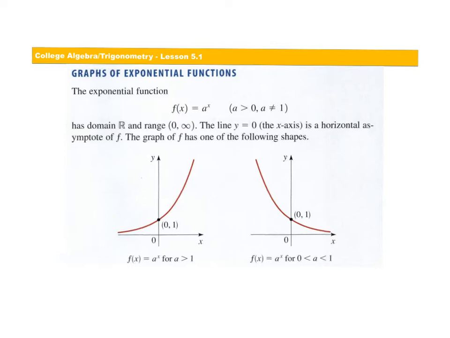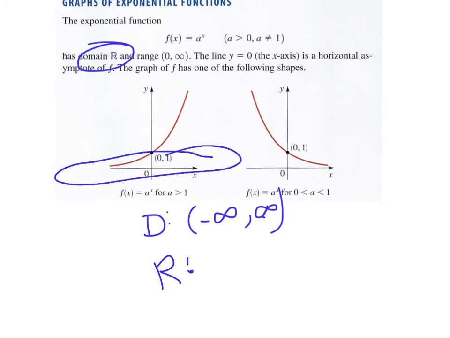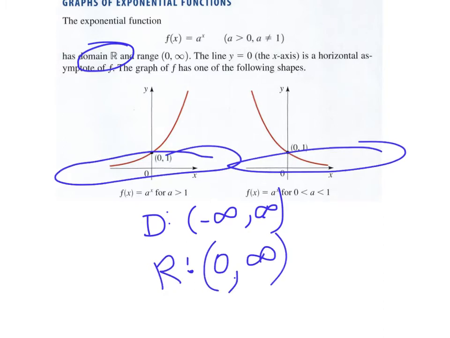But for the parent function, your domain, all the numbers that you can use, is all real numbers, negative infinity to positive infinity. I can put anything I want in. I can put a positive exponent, a negative exponent, I'll get an answer. But your range is from what to what? What does it get really close to on the y but doesn't touch? 0 to infinity. Does it include 0? No. Are there ones where you're going to get an asymptote? Yeah, if you move it up or down or left or right, but just the parent function. Yep.